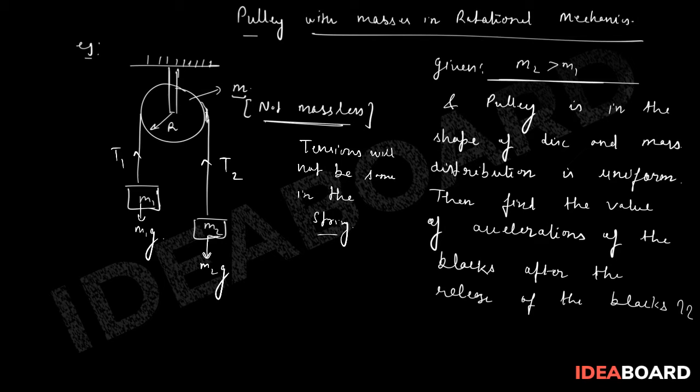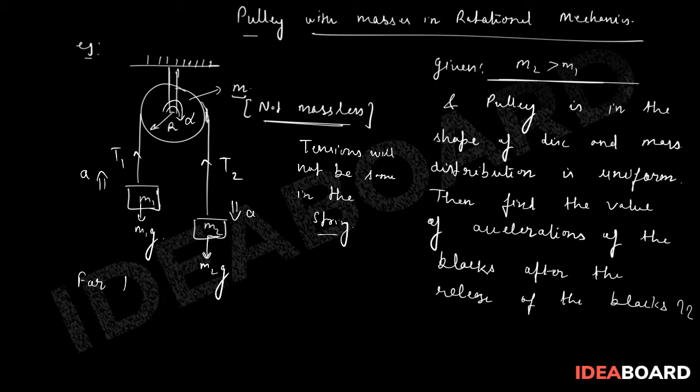And of course if m2g is greater, let us take acceleration a downwards, then obviously acceleration a will be upwards for m1, right? And also this pulley will rotate, so there will be some angular acceleration alpha for the rotation of the pulley, correct? Now what you need to do, you need to write down the equations.